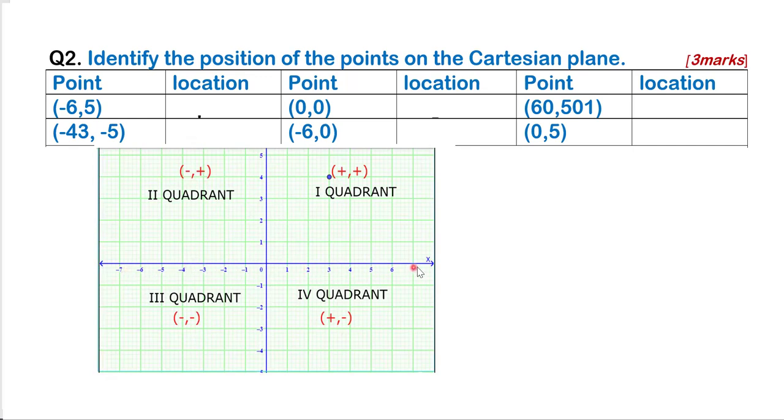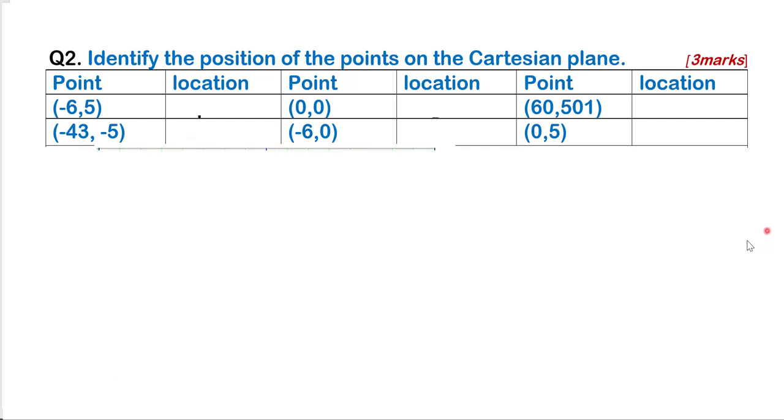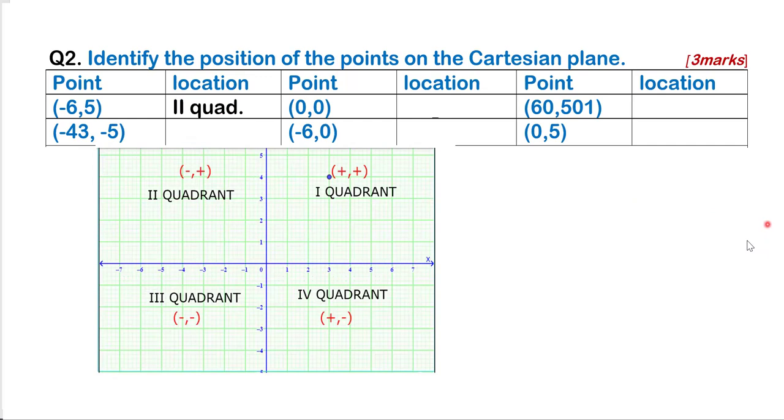On the x-axis the value of y will be 0, and on the y-axis the value of x will be 0. See, this is -6, 5, so x is negative, y is positive. This will lie in the second quadrant, so we can write second quadrant. -4, -5, both are negative. So this point will lie in the third quadrant.